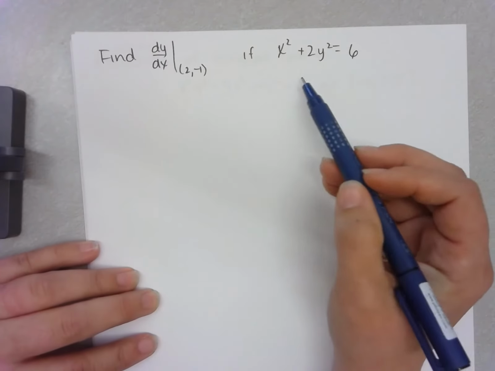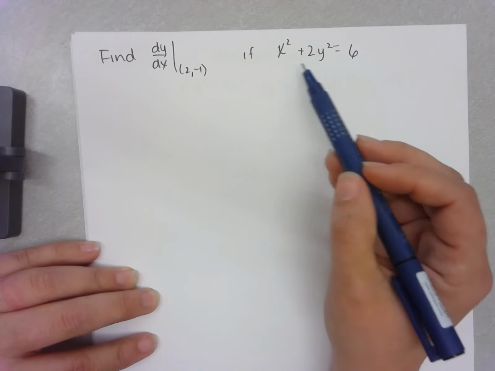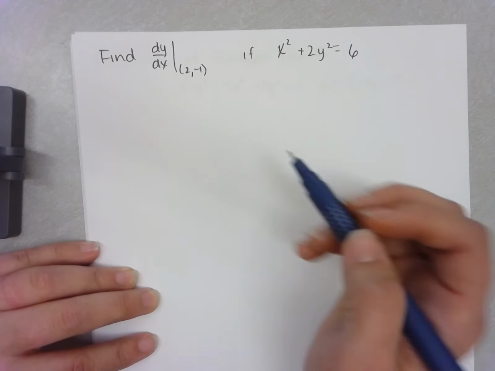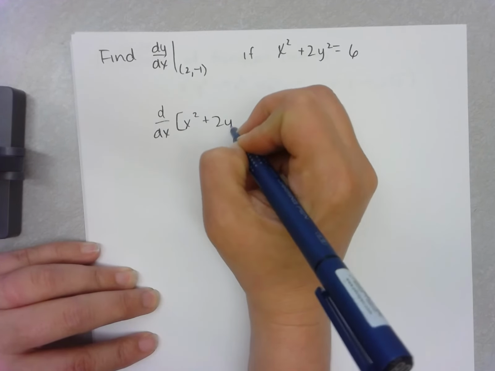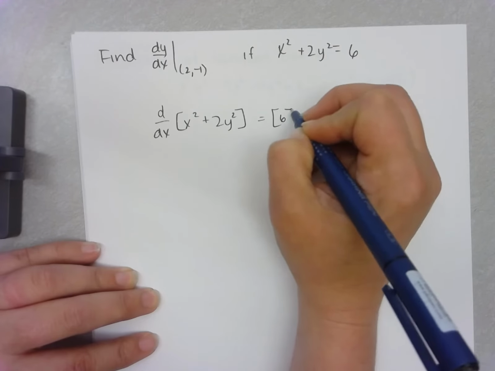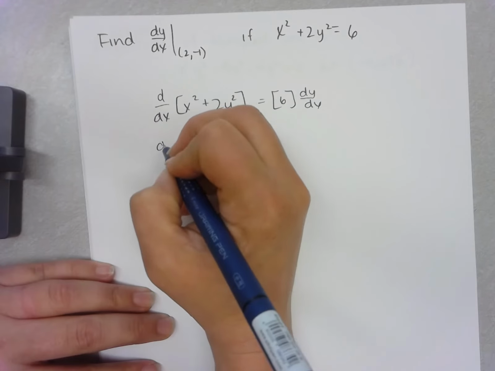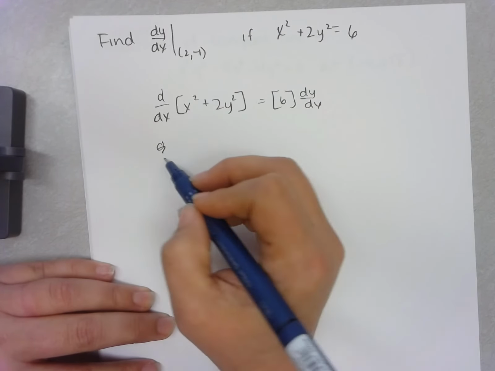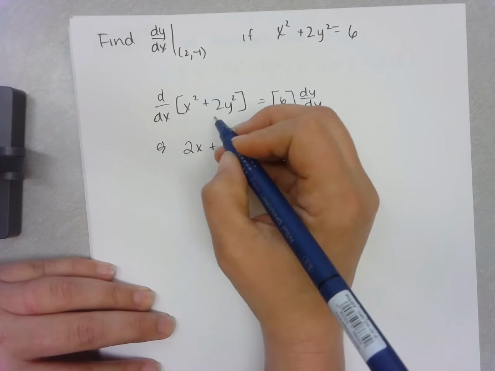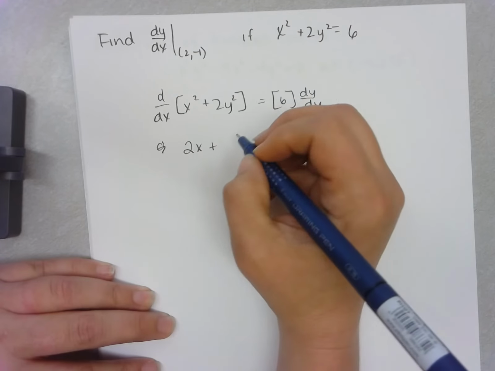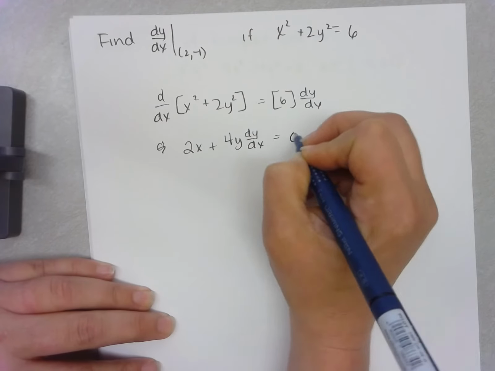I probably could solve for y here, but I'm not going to because we're practicing implicit differentiation. So we're going to find dy/dx. My first step is to take the derivative with respect to x of both sides. Now I actually do the derivative. 2x, my variables agree, so this is good. Plus now I have y, which doesn't agree with x, so this is 4y dy/dx equals 0.